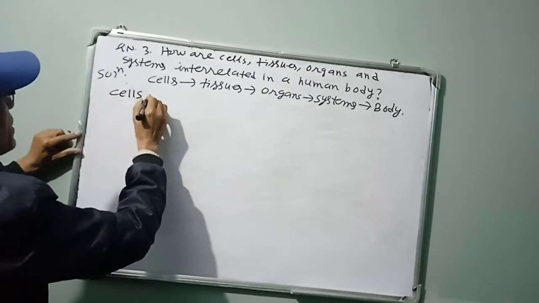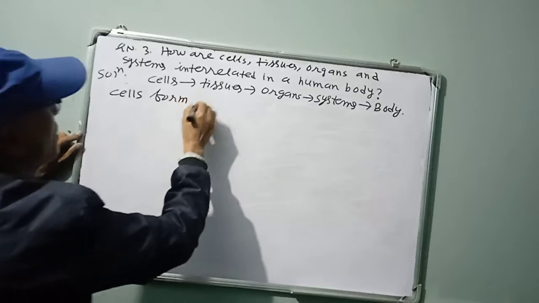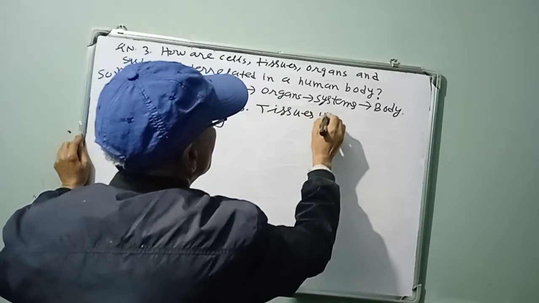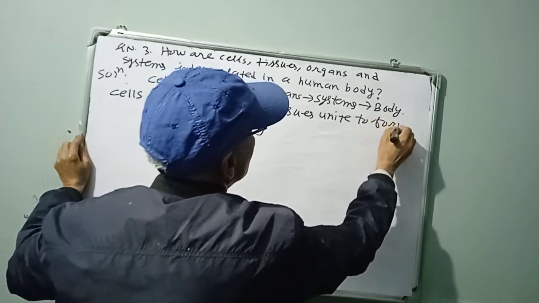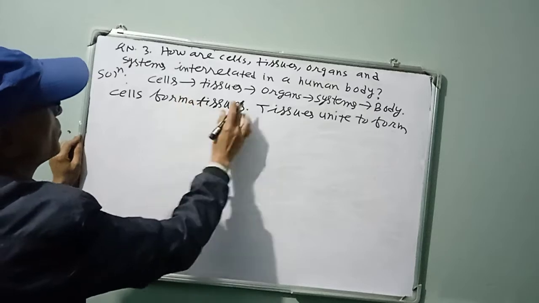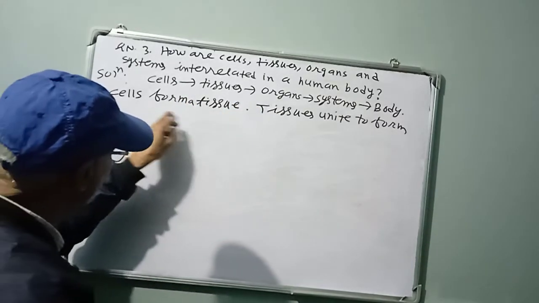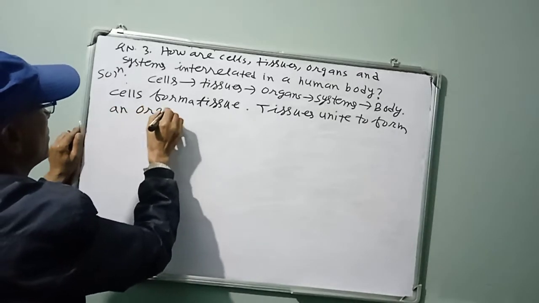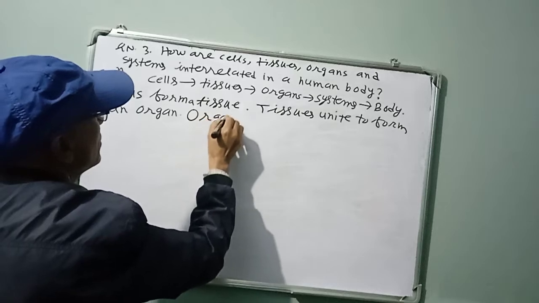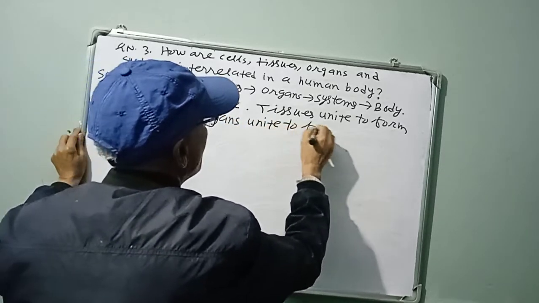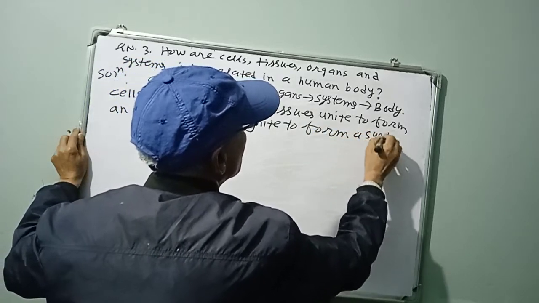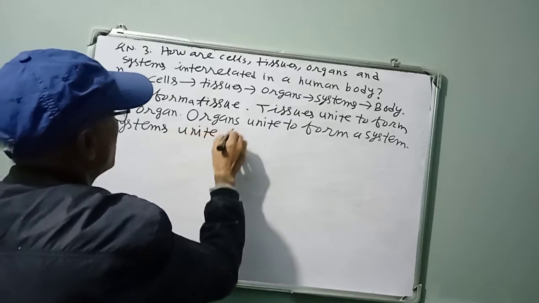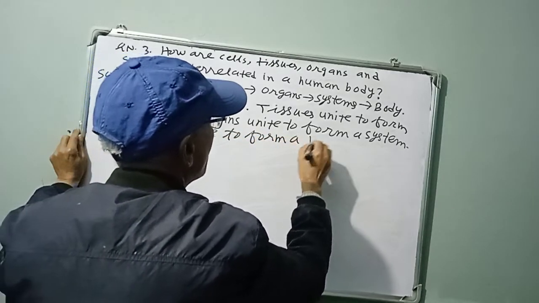See this way, cells form tissues and tissues unite to form, either it's cell form, you can write, or tissue also, because two or more cells combine to form a tissue, and many tissues unite to form an organ, and organs unite to form a system, and all the systems unite to form a body.